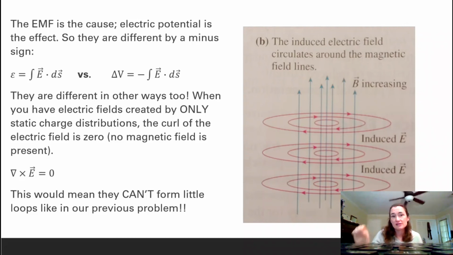Now, if the curl of E is zero, the field definitely can't make little loops. Remember what a curl is, right? A curl is something curling around, making little loops and little circles. If the curl of E is zero, by definition the field can't form loops like the ones shown here in our previous problem, where the electric field circles back around on itself. That's not going to happen with a static charge distribution. It's just not.